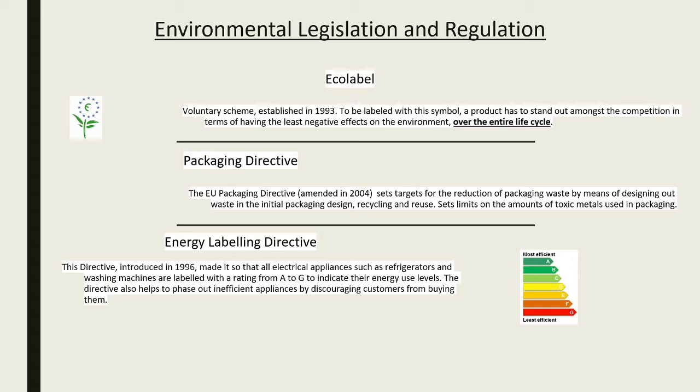Then you've got the Energy Labelling Directive, which is what this symbol down at the bottom right is. So you may see that going A to G. We've talked about this a little bit in previous theories as well. So this was introduced in 1996. This goes on all electrical appliances like refrigerators, washing machines, those sort of things. So they're labelled A to G to indicate how energy efficient they are. It also helps phase out inefficient appliances by discouraging people from buying them.